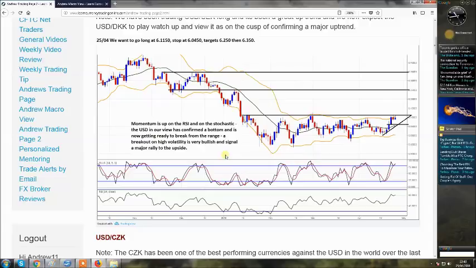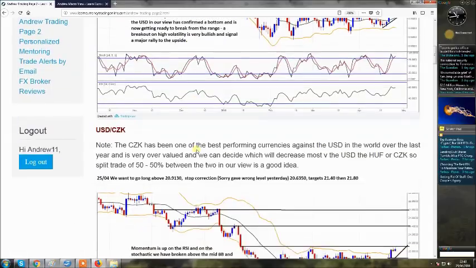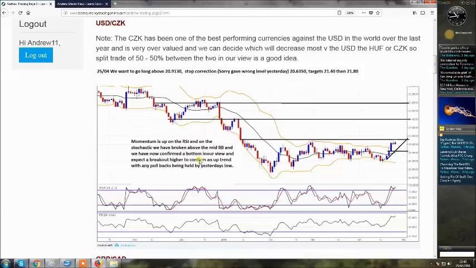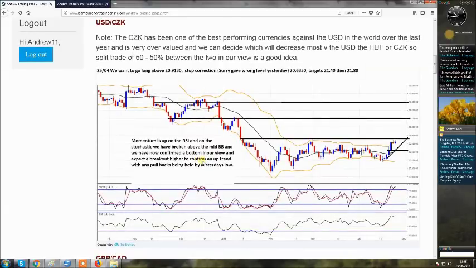I've obviously got the NOK as well. This one I'm looking to add in. And this one I'm doing as a split trade with the HUF. Okay, when I say split trade, I mean, you think two currencies are going to move together, but you can't decide which one's going to move the fastest. So which currency is the USD going to move the fastest on?